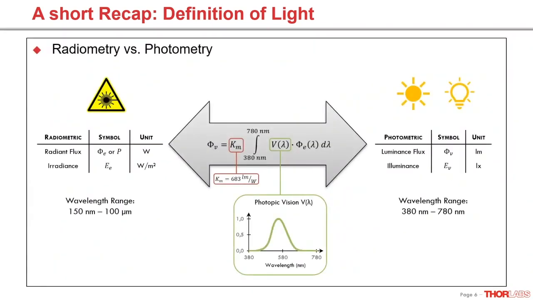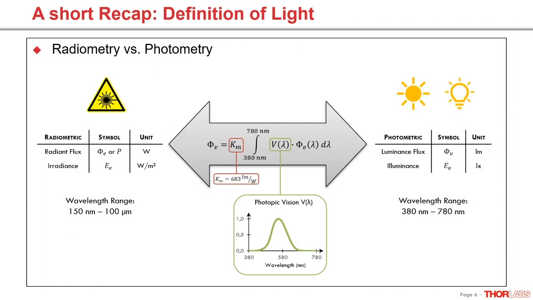So light can be measured from two perspectives. The first is the radiometry that takes into account the entire spectral range without weighting. The measurements are radiant flux in watts and the irradiance in watt per square meter. Radiometric units are used when measuring laser radiation.